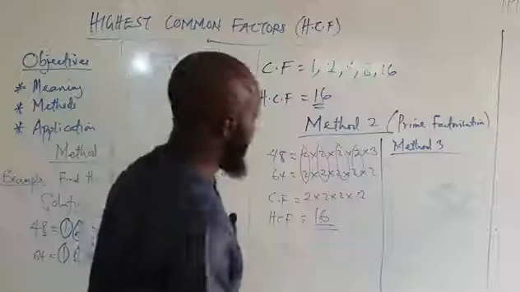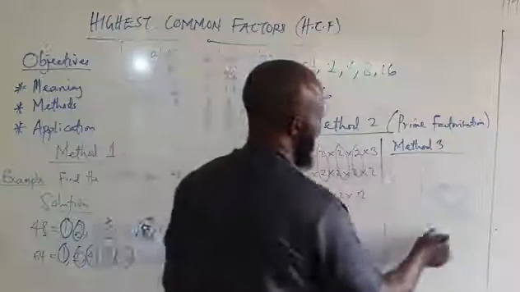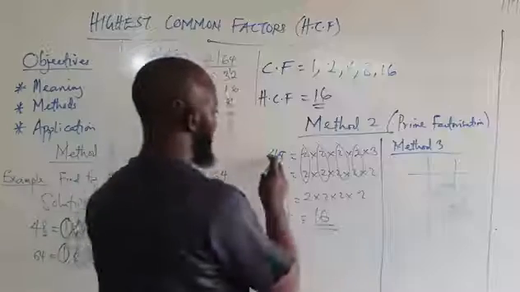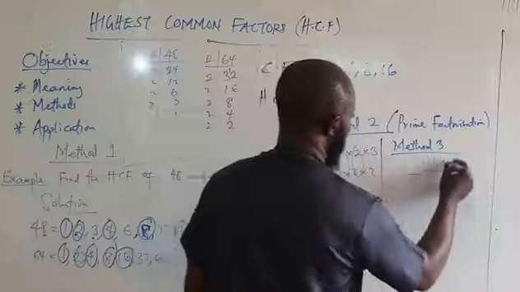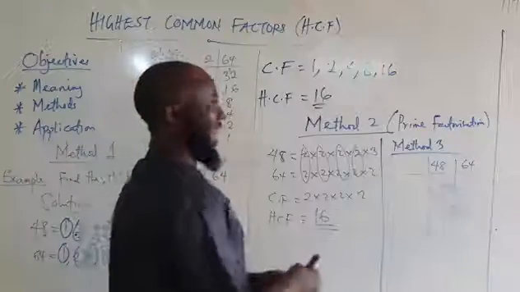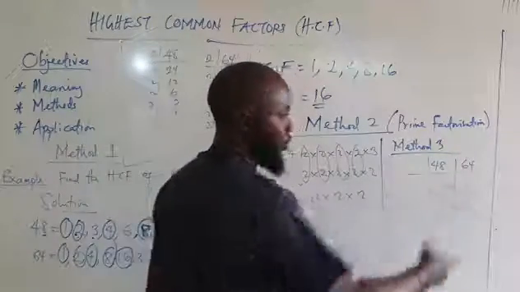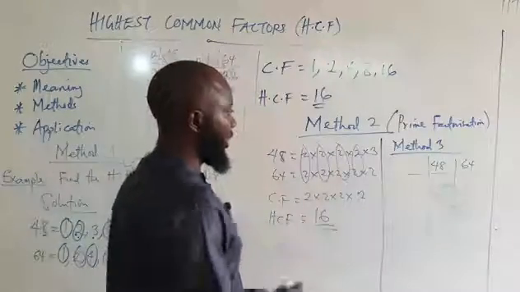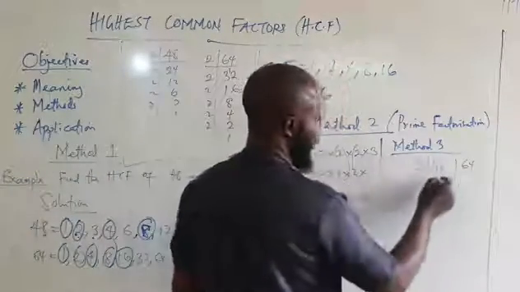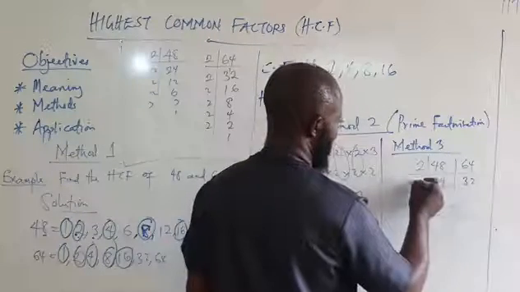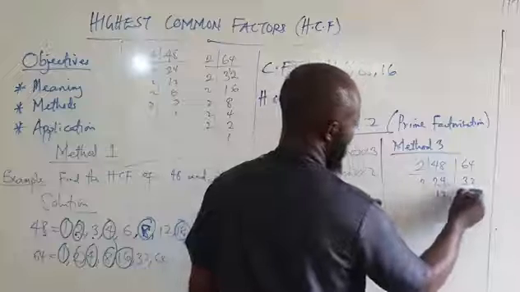It's the fastest method. So what you are going to do is just have 2 columns here. If there are more than 2, you have 3 columns. So we have 48 here, 64 here, right? So we now look at a number that can divide both. If you don't have one, we stop. So 2 can divide both of them. 2 here is 24. 2 here is 32. 2 can still go.